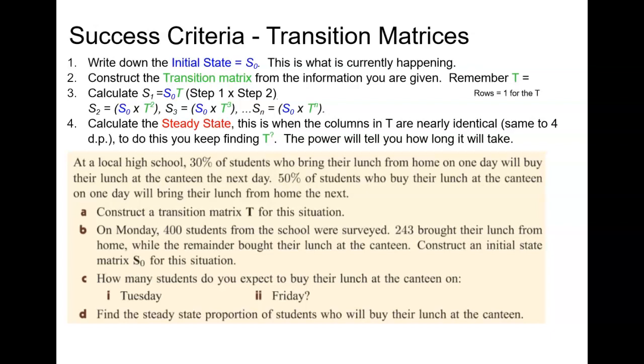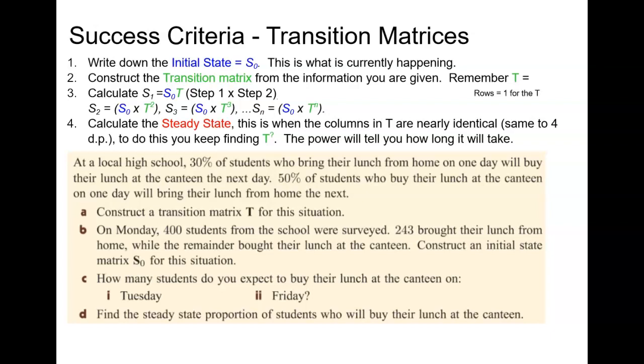Hello, so today we're going to be looking at transition matrices. Now, I have written some success criteria and we're going to go through that step by step and then we're going to apply it to a question. So the first thing you need to do is work out what the initial state is. Now, in matrices, the initial state, which I've written in blue, is called S0. So that is what is currently happening.